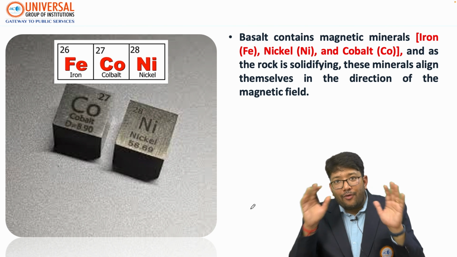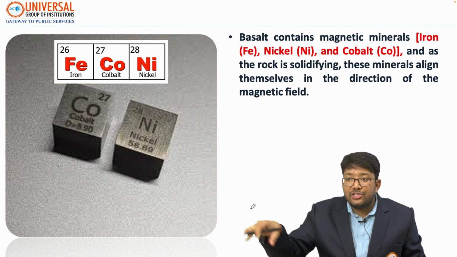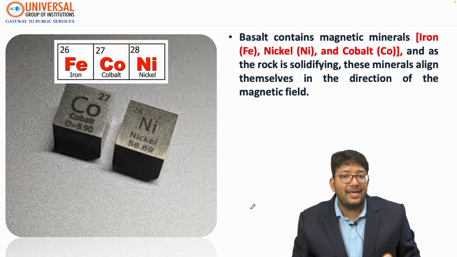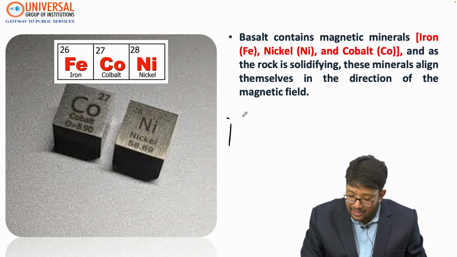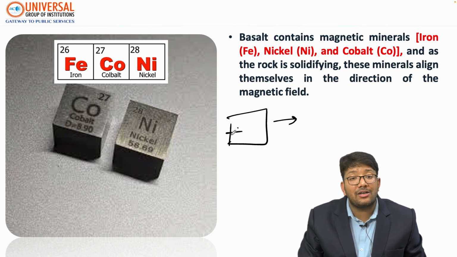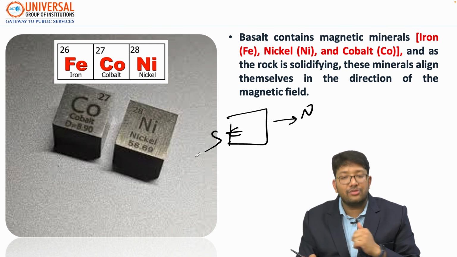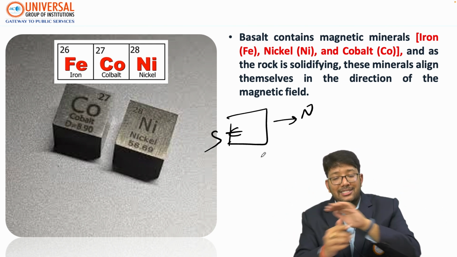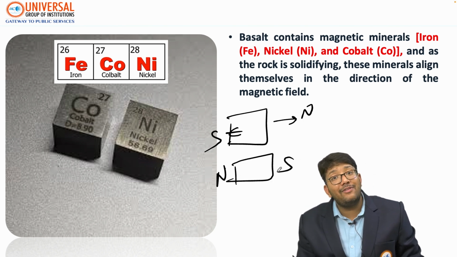Okay, so now I think we are catching on to why in ocean floors we find the most evidence of paleomagnetism. Because as the rock is solidifying, wherever the north pole and south pole are, the direction of the minerals will be toward the north or south. Remember, now suppose that a magnetic reversal has happened, that the north pole has come here and the south pole has come here. So what will happen?